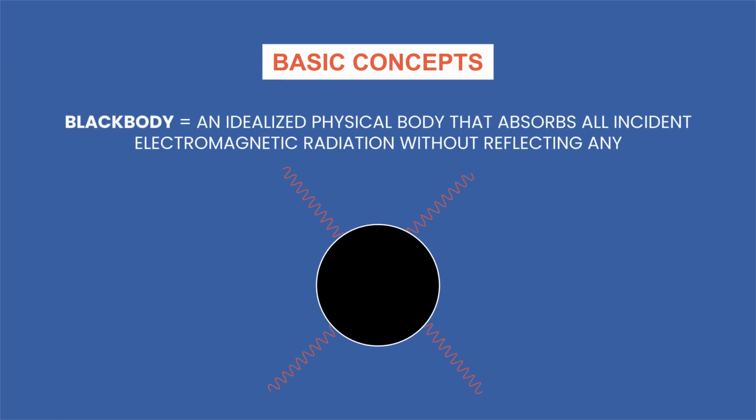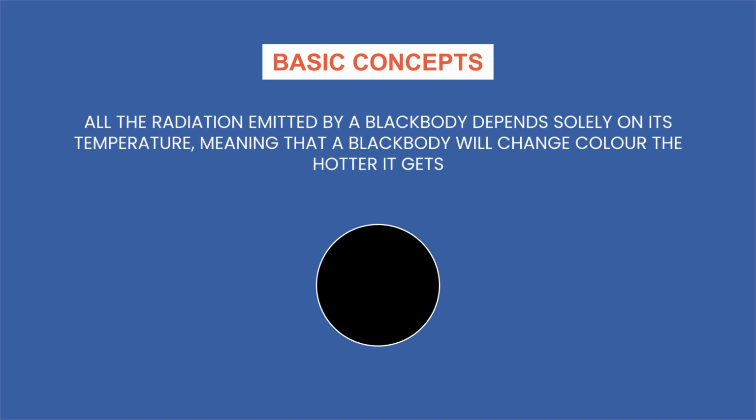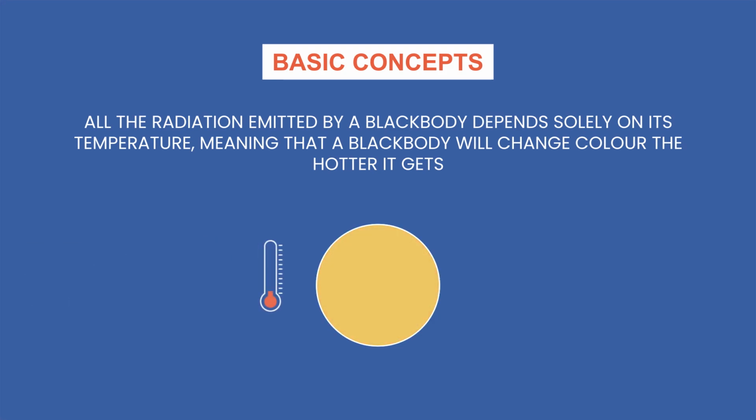The blackbody is an ideal object capable of absorbing all incident electromagnetic radiation without reflecting it. We can select a blackbody as a representation of color temperature thanks to its dependence on temperature. All radiation emitted by the blackbody is solely determined by its temperature, causing it to change color as it warms up. The blackbody's temperature variation makes it a suitable candidate for illustrating color temperature changes.